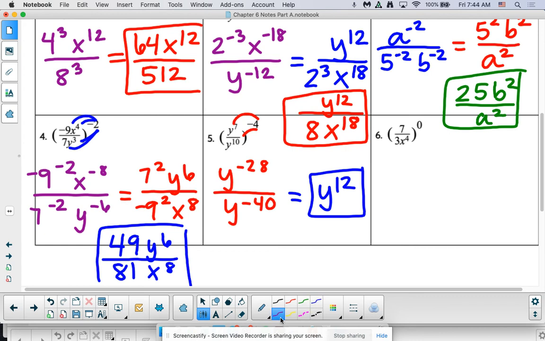Then we end with a nice easy one. Anything to the 0 power, doesn't matter what's inside this, as long as it's to the 0 power, we know it's just 1.